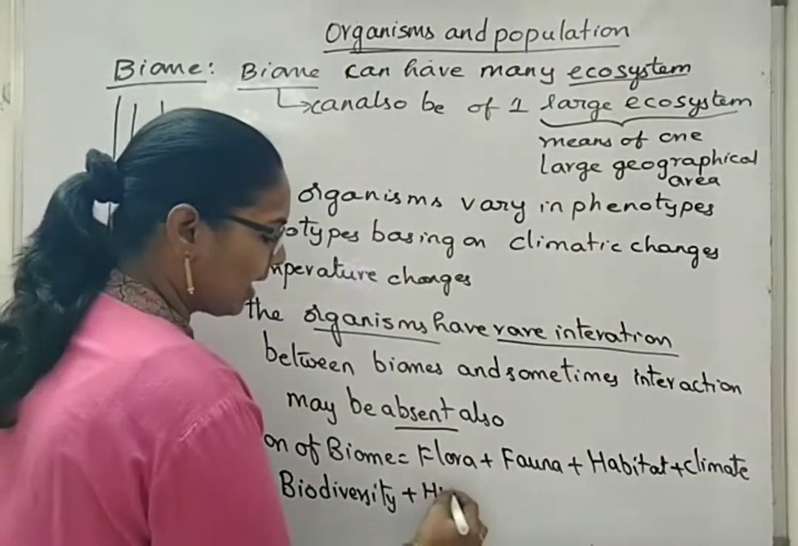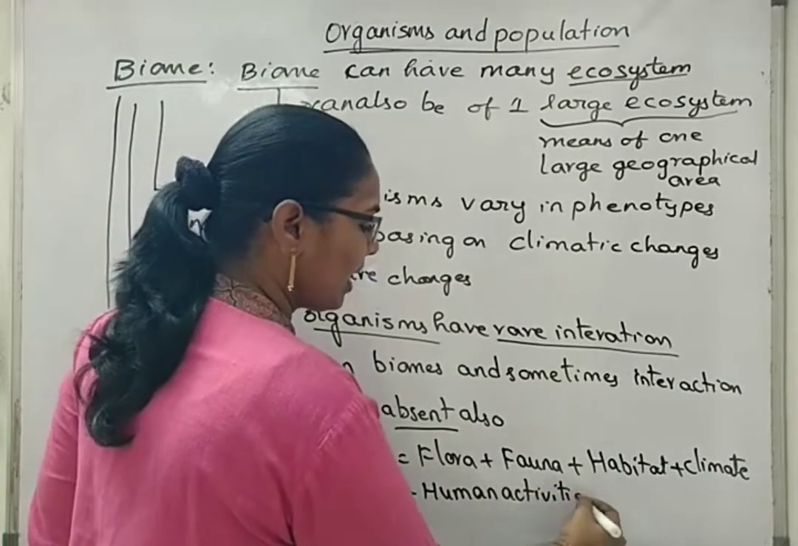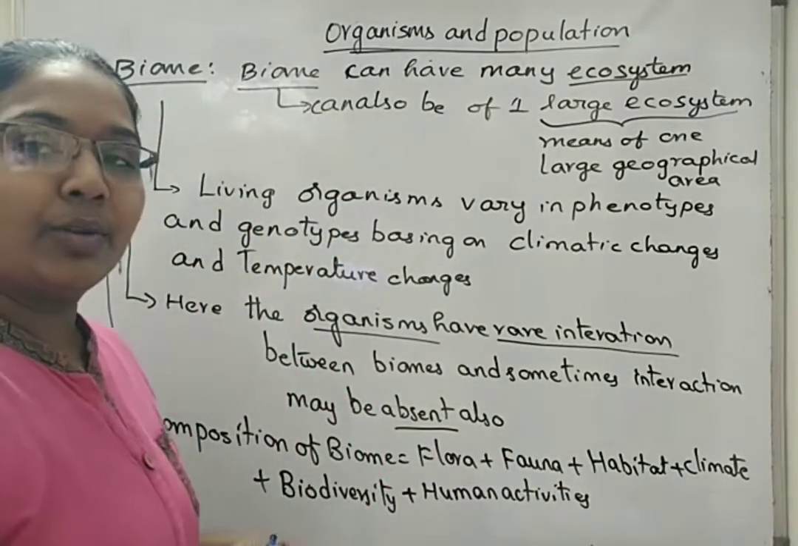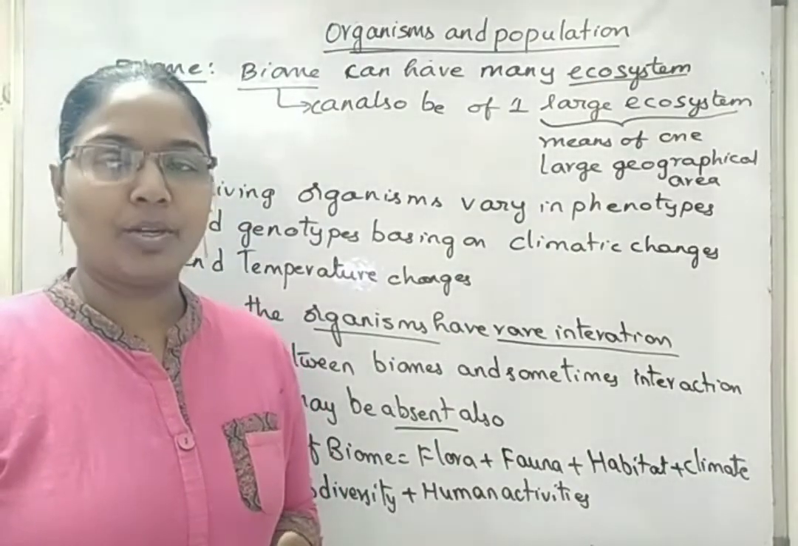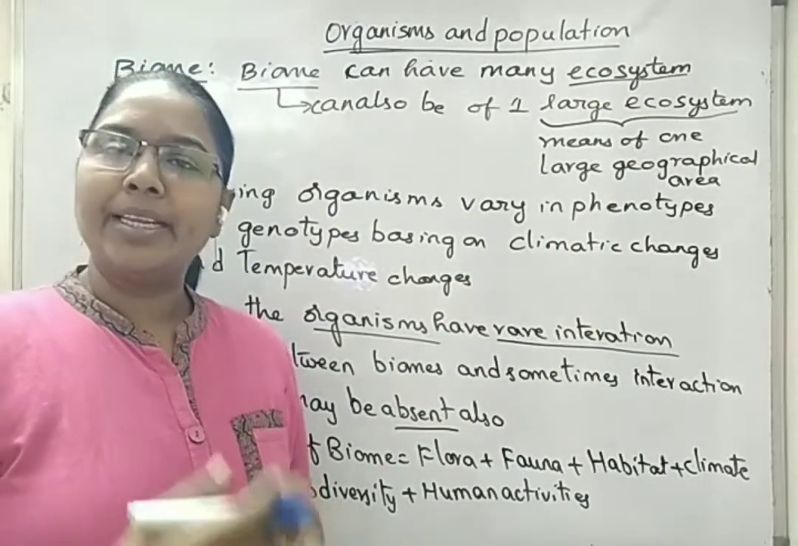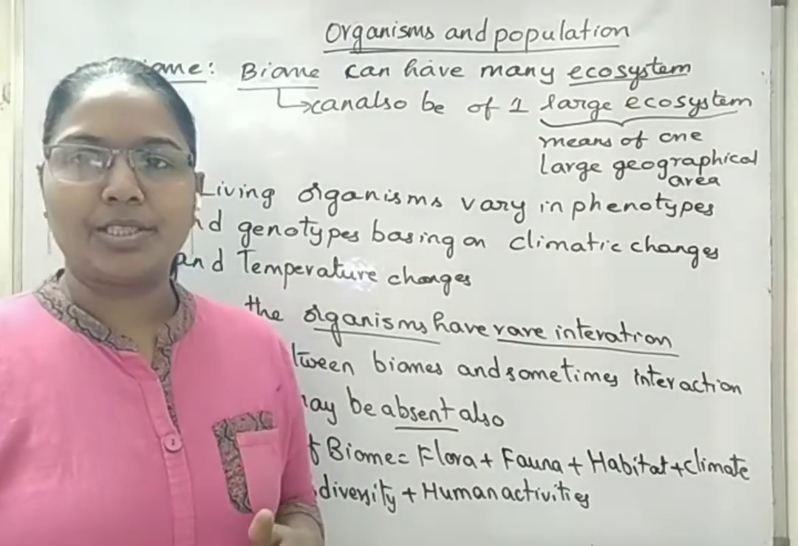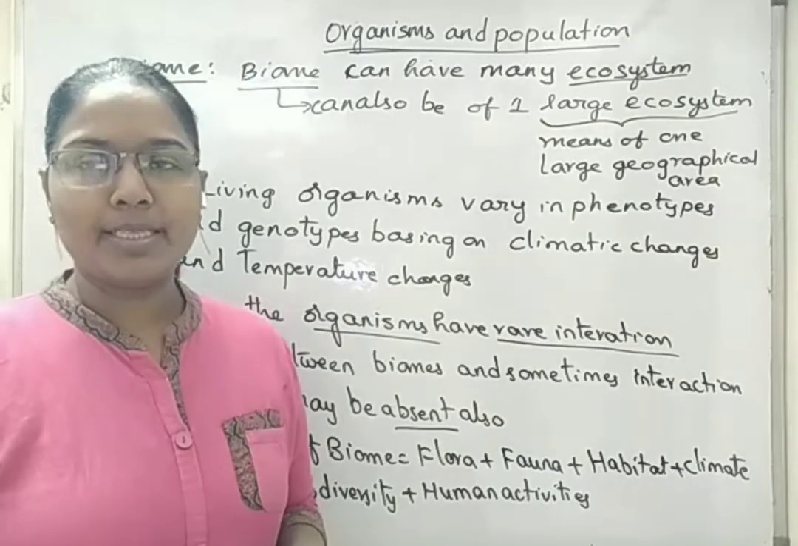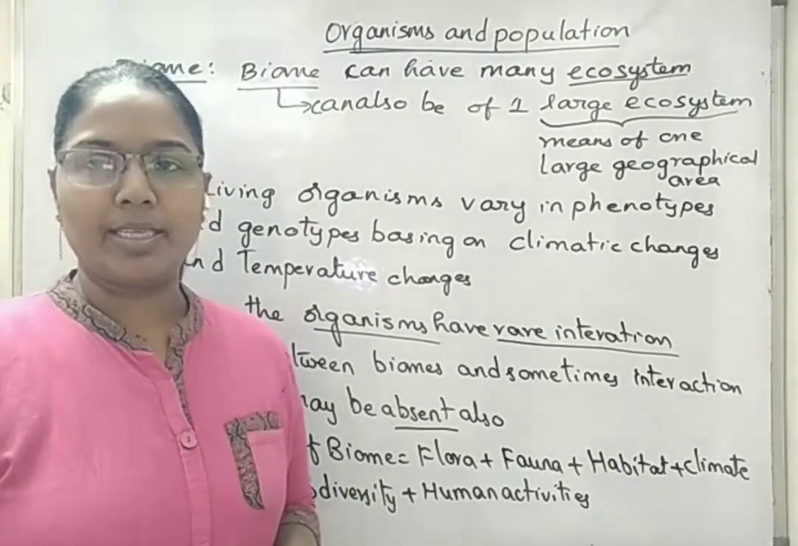Plus human activities. Because of human activities, we can take one example like pollution. Because of human activity, one example being pollution, many changes are happening in the climatic conditions or the temperatures. When pollution is more, then obviously temperature also will be more. Then there will be drastic changes in the climates.